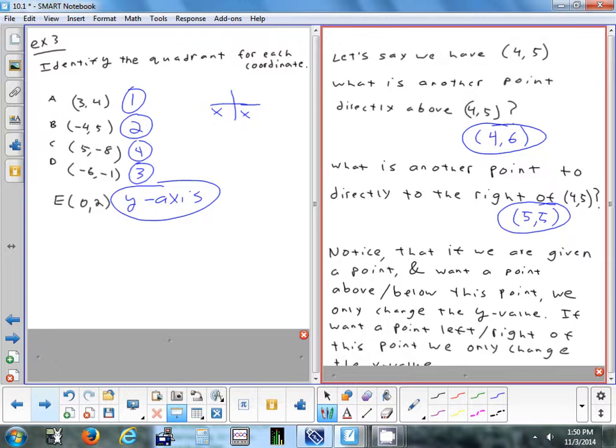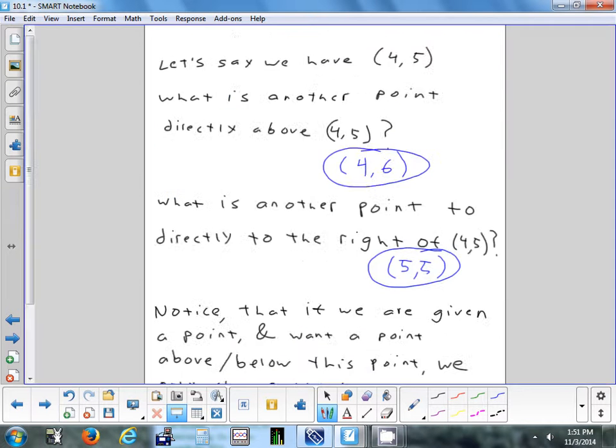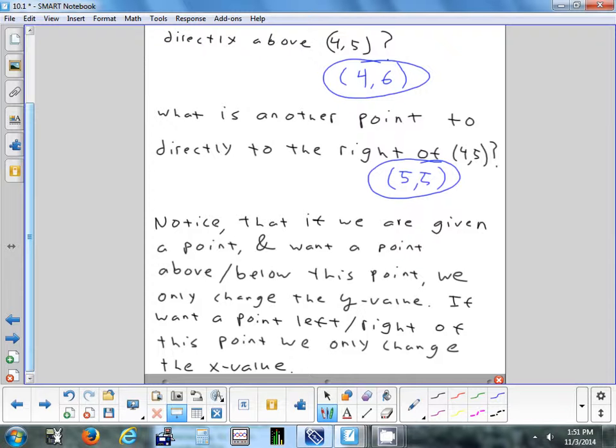Notice if you're given a point and you want a point that's above or below, you change the y. If you want a point that's to the left or the right, you only change the x. Okay? Does everyone understand that changing the y value affects the vertical? Changing the x value affects left and right, that's your horizontal? All right, so we're going to use that idea to solve a problem. Okay, so you don't have to write that part. We're just going to use it to figure out.